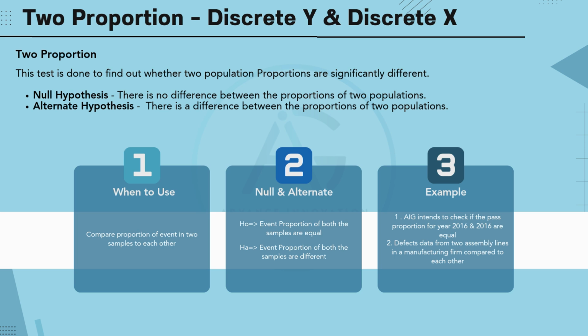The two-proportion test is a great tool to objectively verify if performance has changed over time, or if one group is performing significantly better or worse than another.